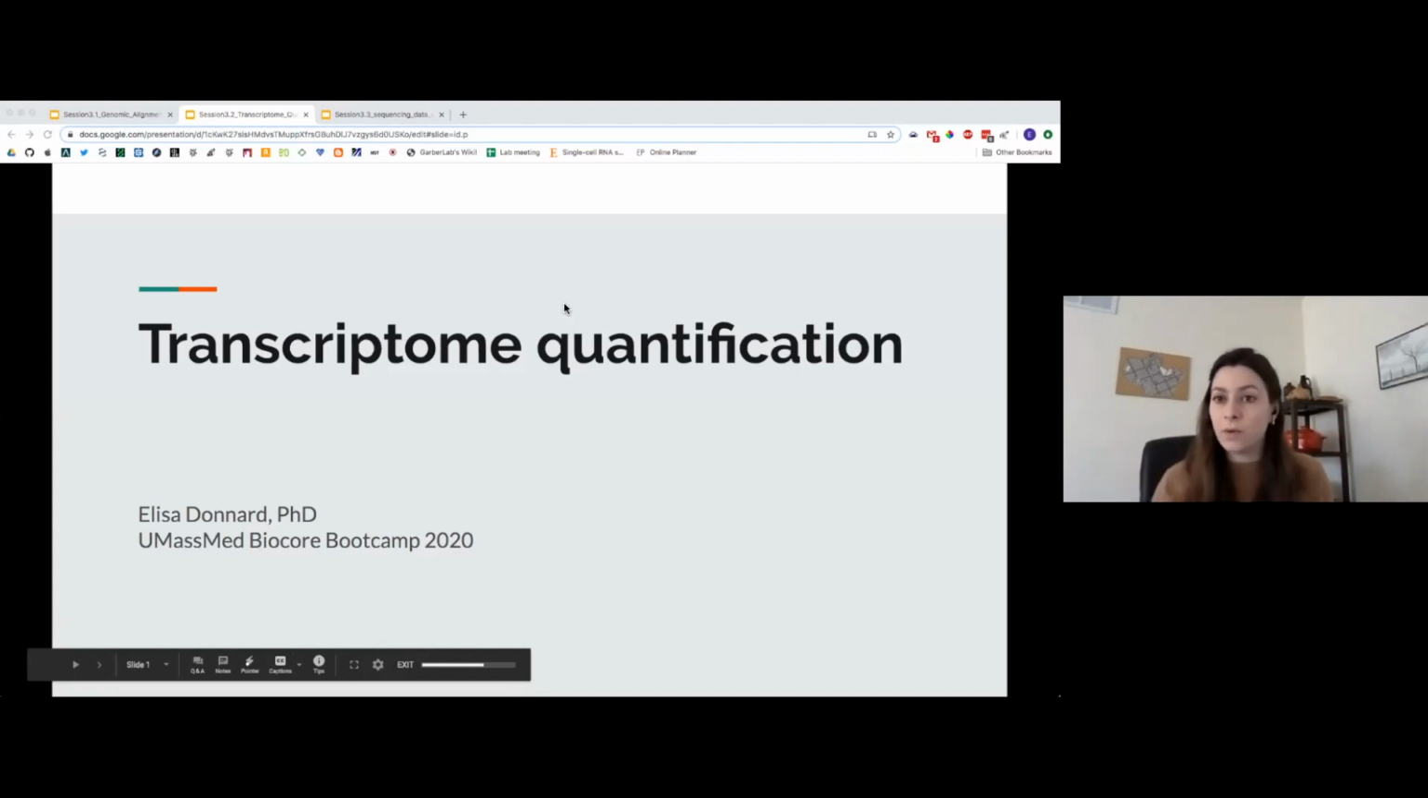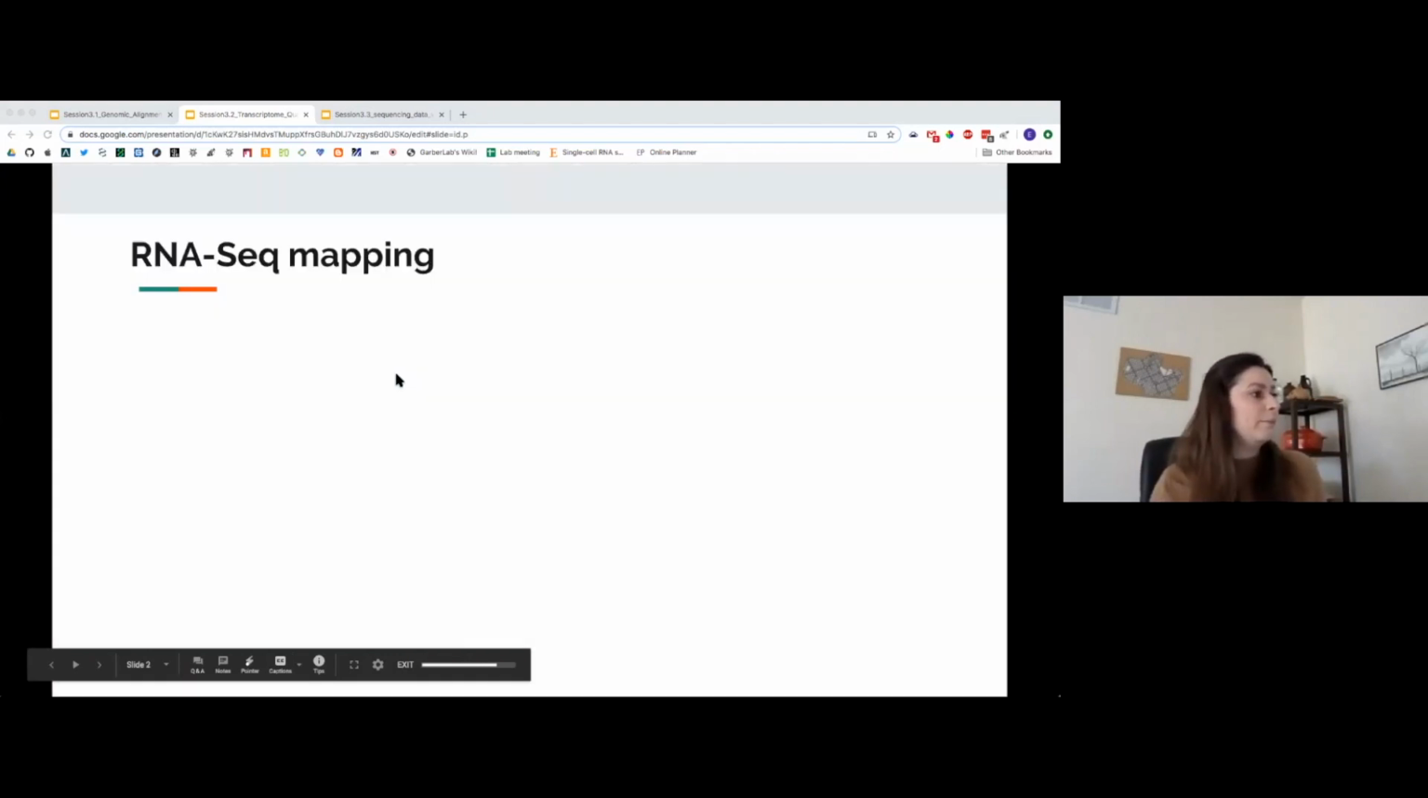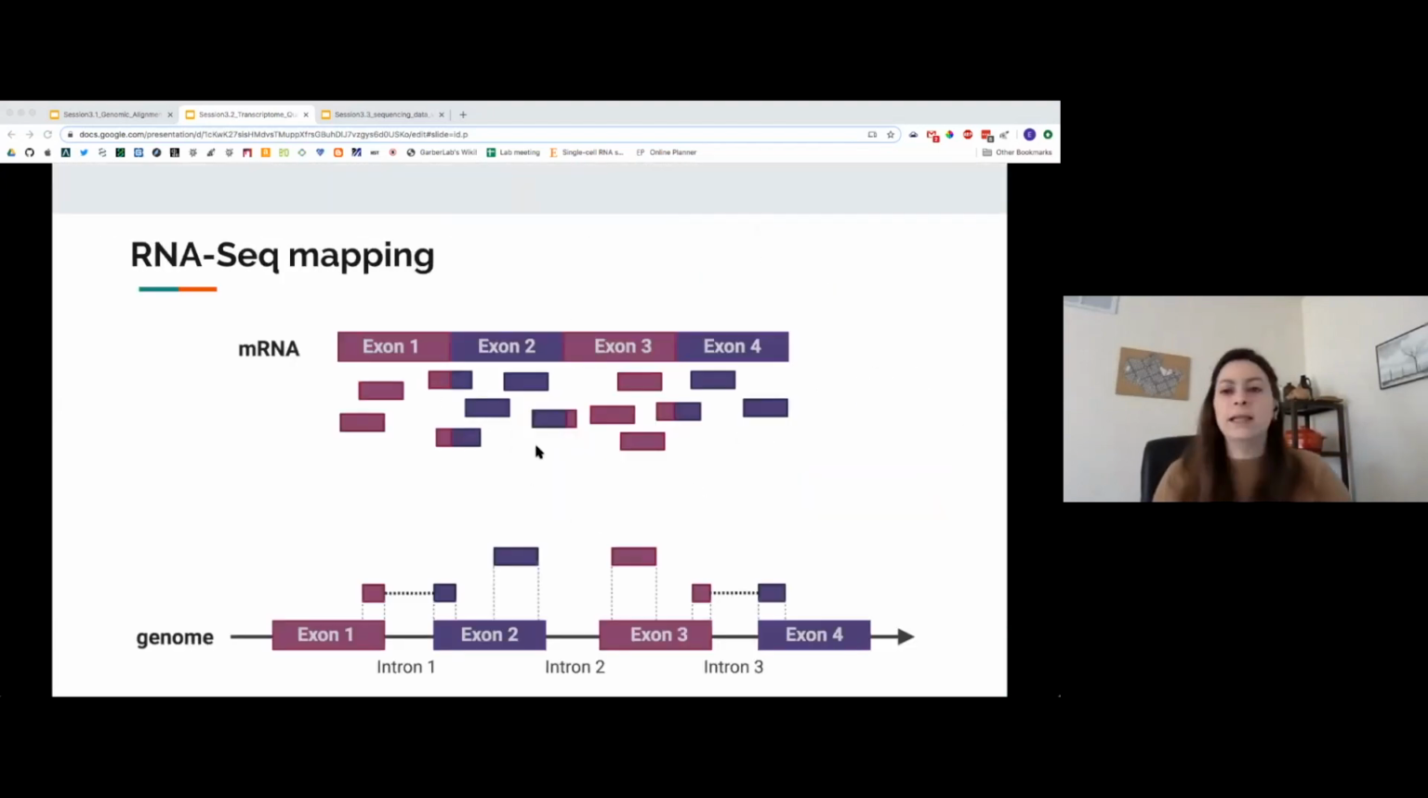So we're going to talk about quantification now, but let me just go through a little bit more of the RNA-seq mapping because I know some of you were having trouble wrapping your heads around it. So we're talking about paired end reads and how you can use this probable distance between them. And I know some of you were asking questions about the aligner and the fact that it has to deal with the introns.